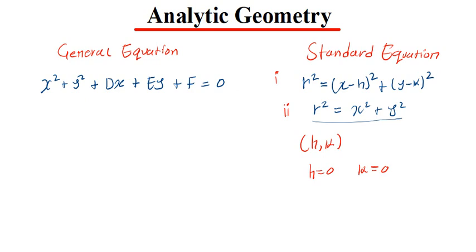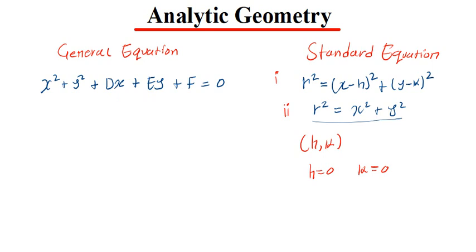If you are given 2 or 3 sets of points, use them to get a general equation that is making sense. What do I mean by a general equation that is making sense? Find the value of D, find the value of E, and find the value of F. Those points that you're going to have, use them to find the value of D, the value of E, and the value of F.